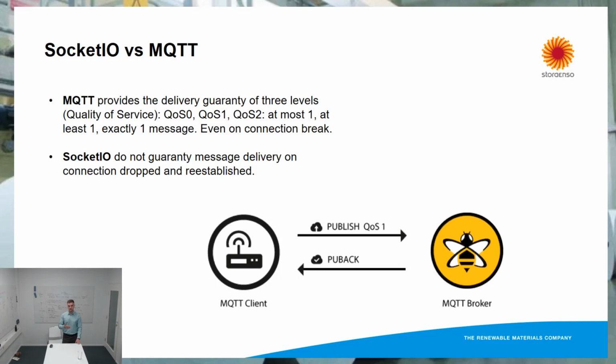QoS 0 is really simple. It tries to send, and if nothing happens, it doesn't care. It just sends. For QoS 1 and QoS 2, it expects the acknowledgement. It expects that the message will be delivered, and the report about it will be sent back to the client, so the client is happy.